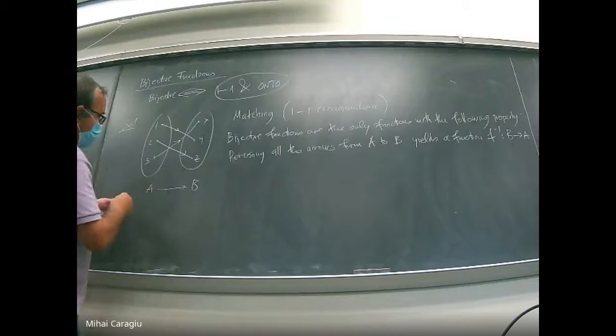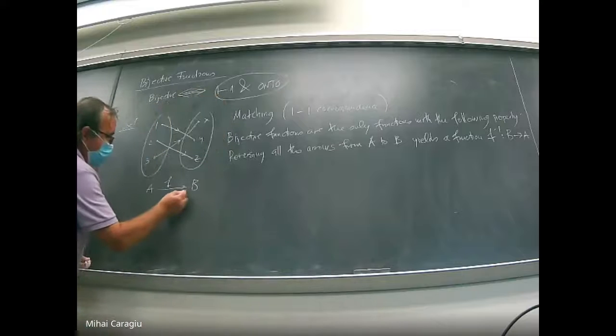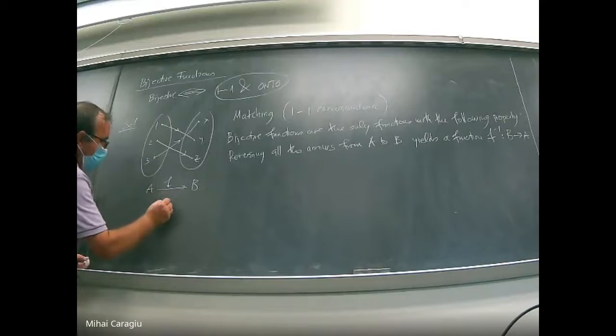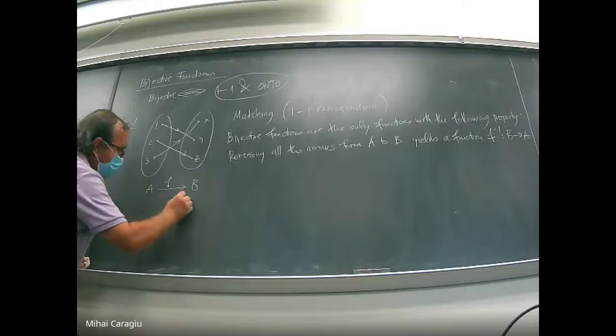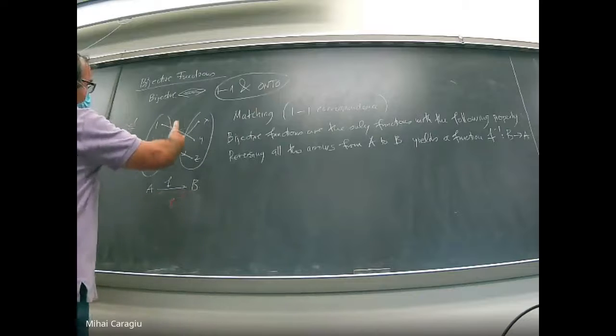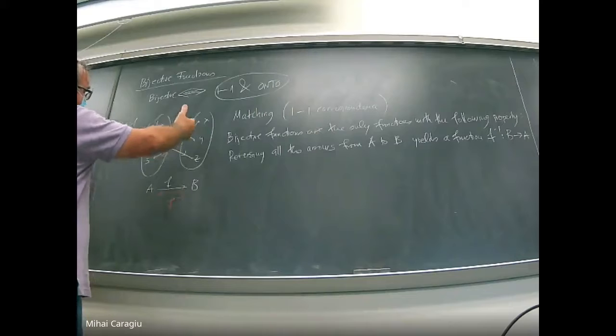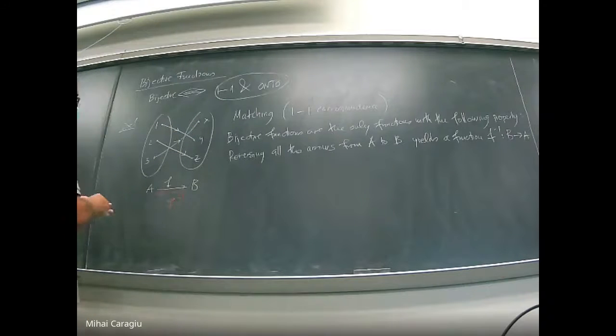So it is the function f going from A to B, making a different color here. If we reverse all the arrows, we get a function which is called the inverse function from B to A. So the inverse function in this conceptual diagram is the function obtained by reversing all the arrows from A to B, which will yield the function from B to A.